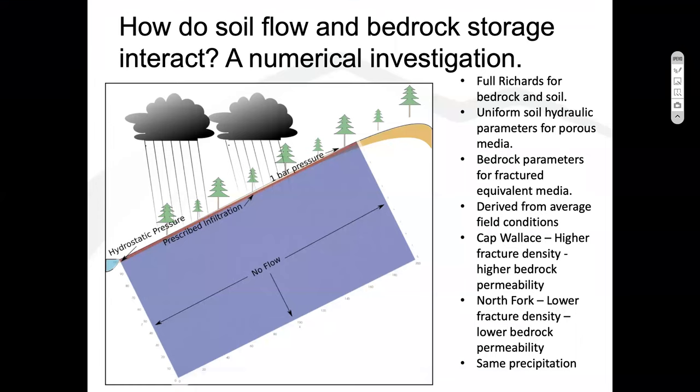Just so you can think about what you're looking at, these are groundwater models solving Richards equation for infiltration on a hill slope. So you've got this sloping box, all right?